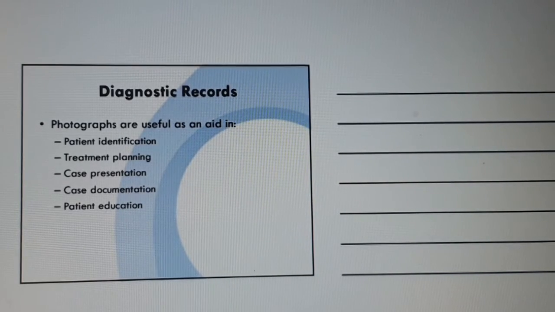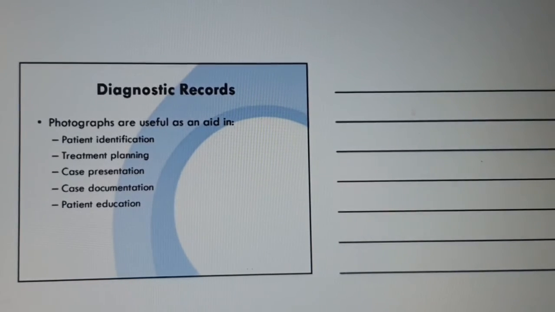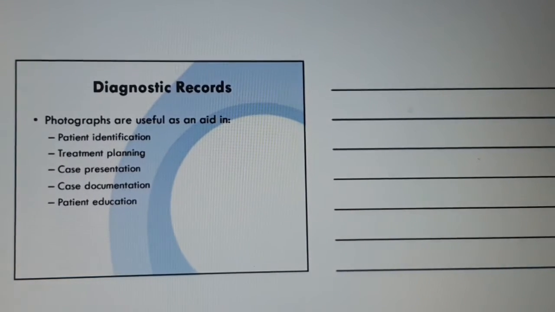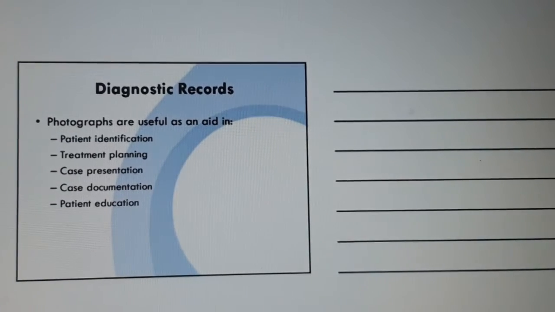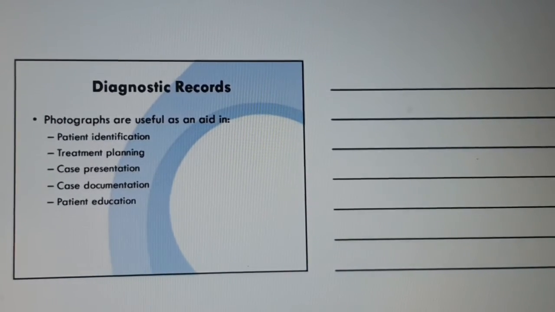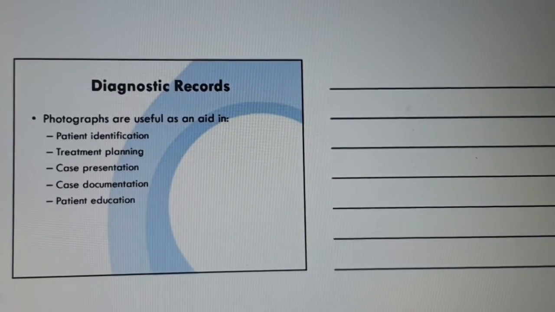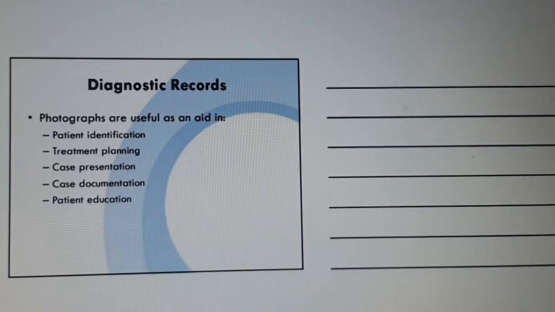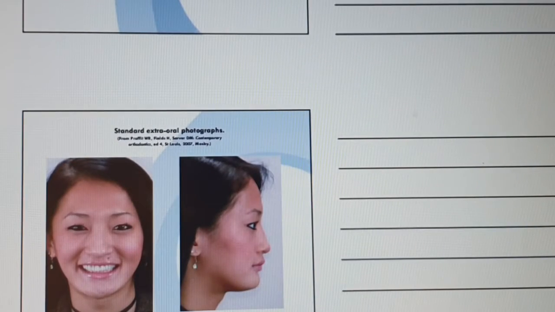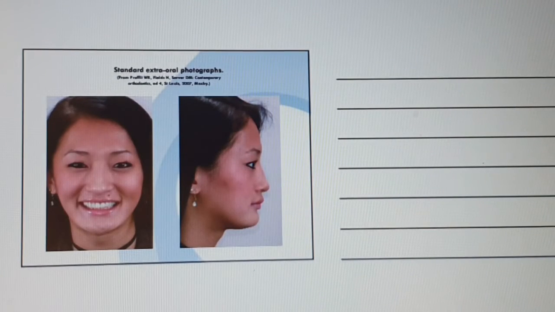So if you take pictures, especially if you're trying to intercept a bad habit or trying to improve a patient's oral hygiene, you try to make use of pictures, especially intraoral pictures, to stress the need for oral hygiene, especially if the patient is not all that compliant. Like I'm saying, here are examples of a lateral picture of a patient, as well as a profile or a frontal picture of a patient for case documentation.